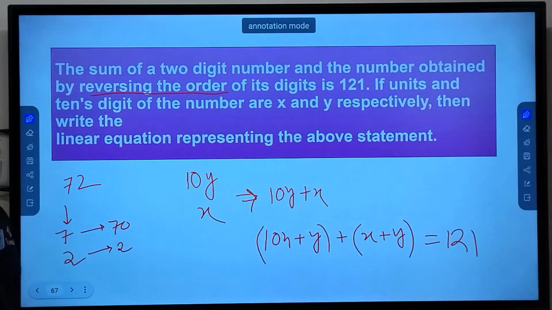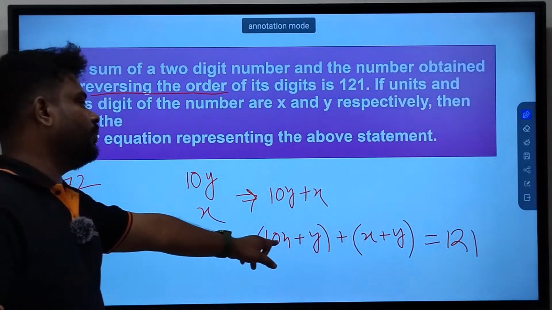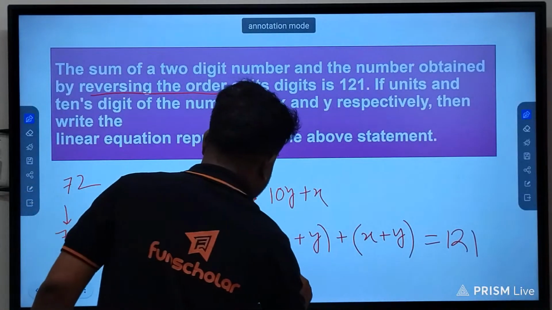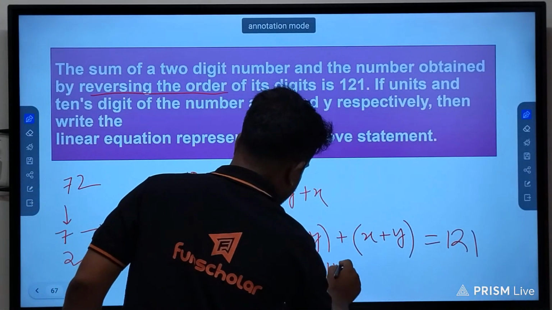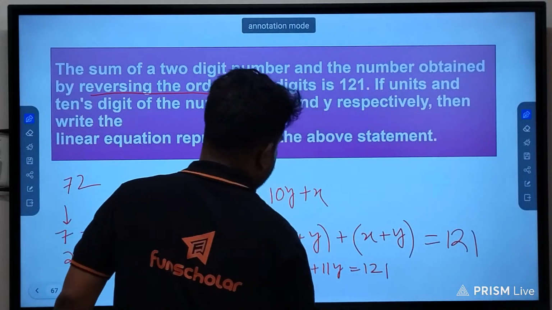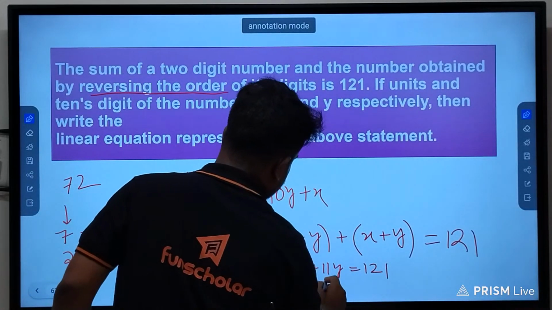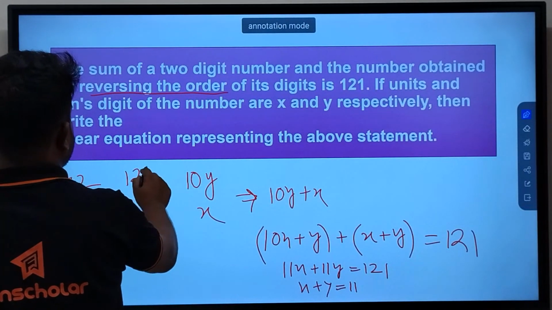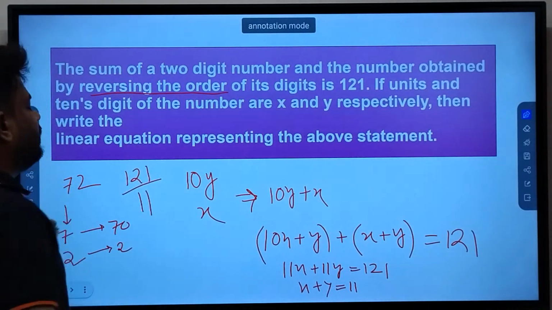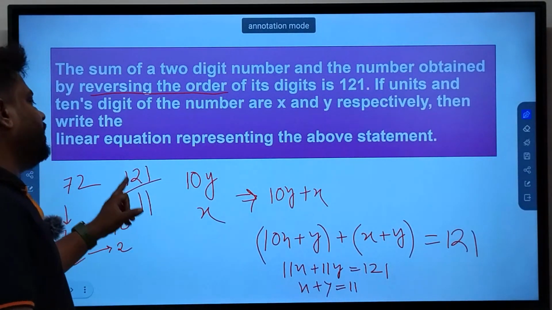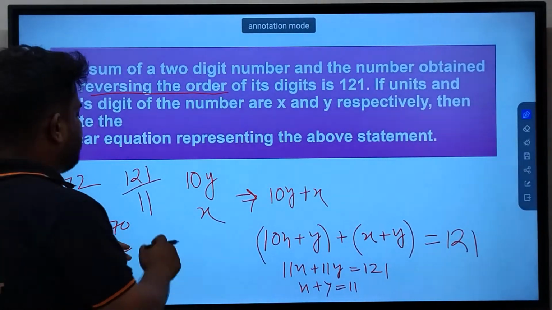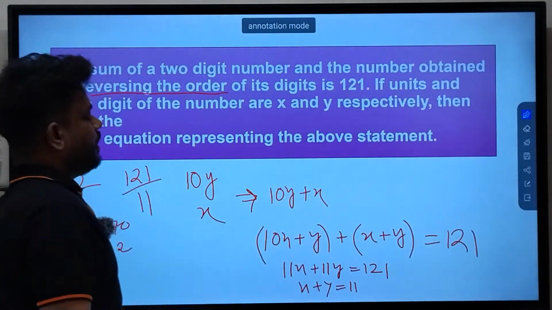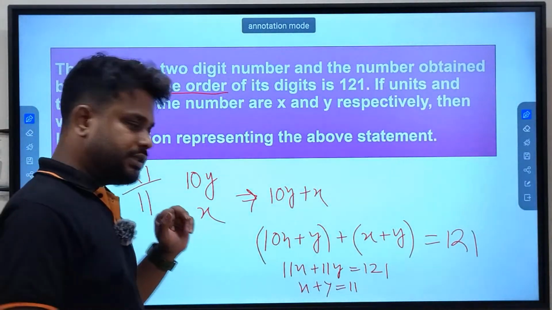So what will be the equation? The equation will look like this in the normal form, and if we calculate it, it will be 11x plus 11y. Just add them and take 11 common to make it look like this. And why is this looking like this? 121 will be divided by 11, and 11 into 11 is 121. Many people already know that, so it will be 11. So this will be the standard form of this equation.